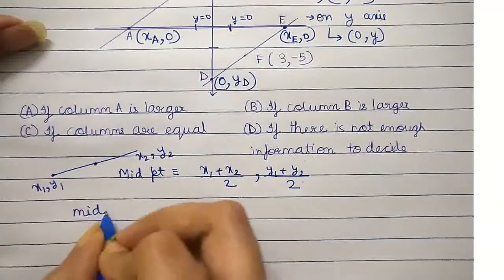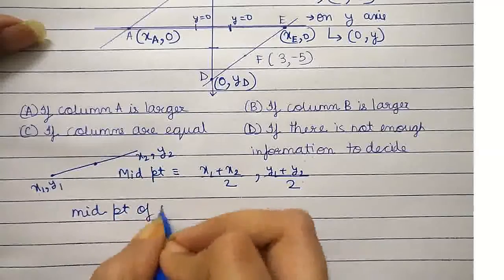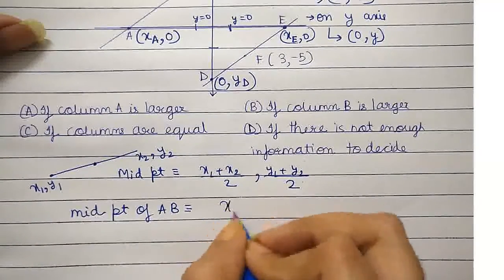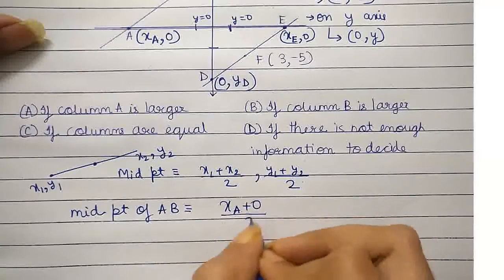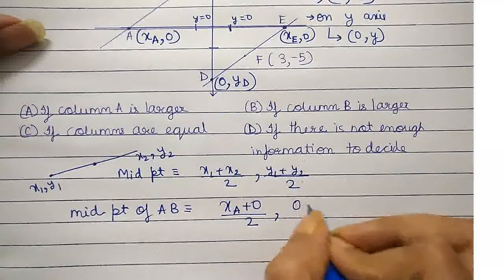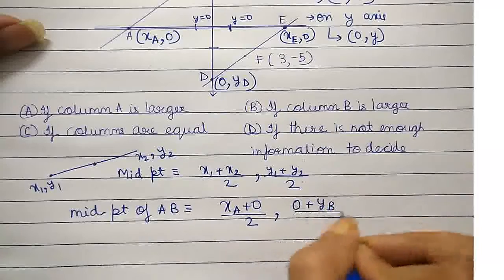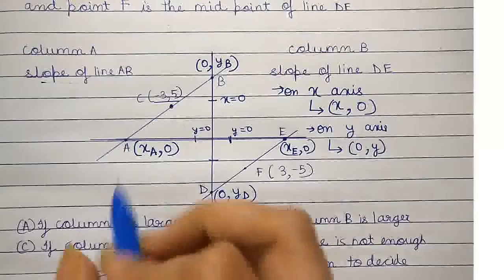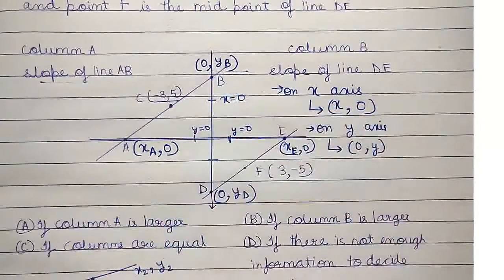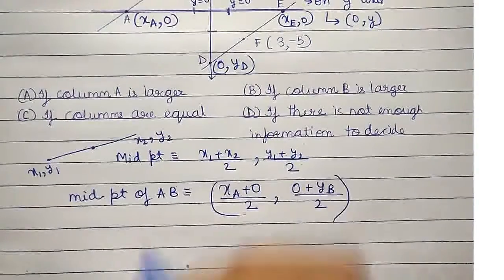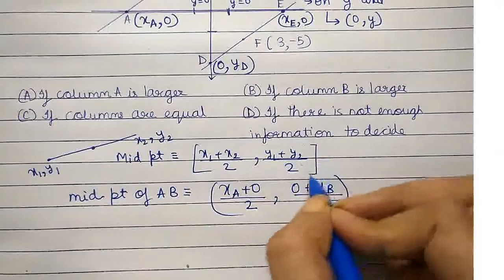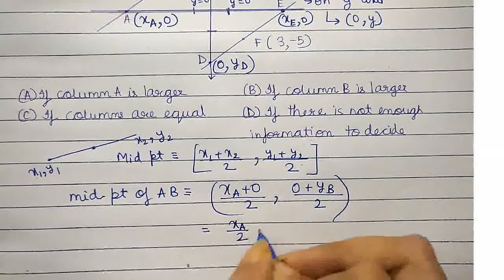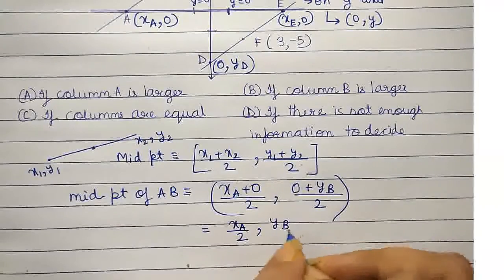So the midpoint of AB, we will write using the midpoint theorem, should be equal to (xa plus 0) divided by 2, (0 plus yb) divided by 2, given the coordinates of A and B as we have just written, and we have utilized this midpoint theorem. So this equals xa by 2, yb by 2.